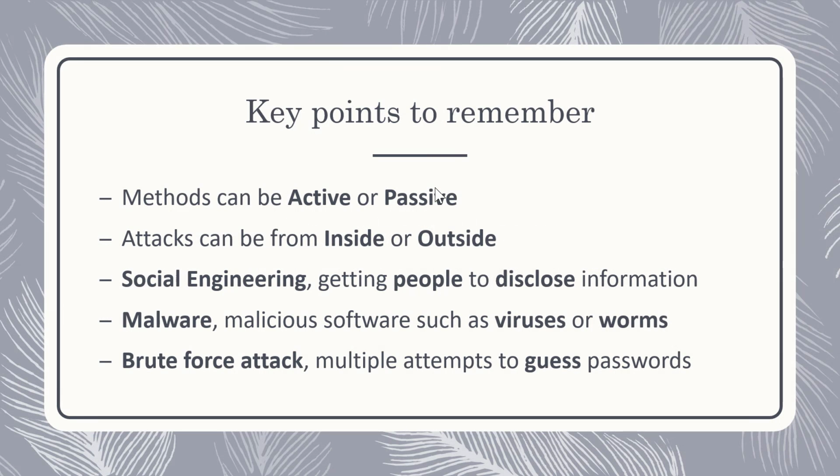So, the key points to remember for system security. Methods can be active or passive. Any attacks can be from either inside an organisation or a household or outside it. Social engineering is getting people to disclose information. Malware is malicious software such as viruses or worms. And a brute force attack is multiple attempts to guess passwords.